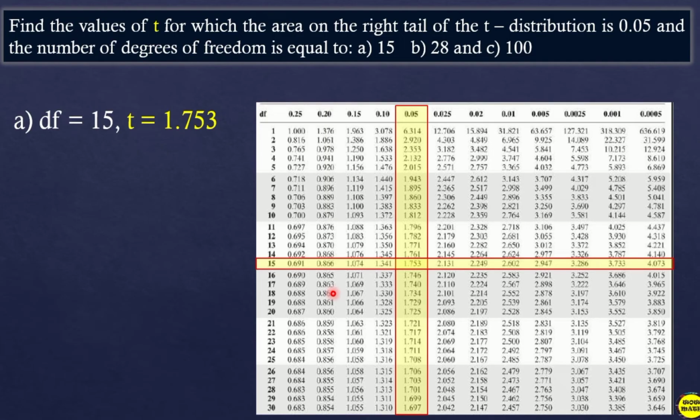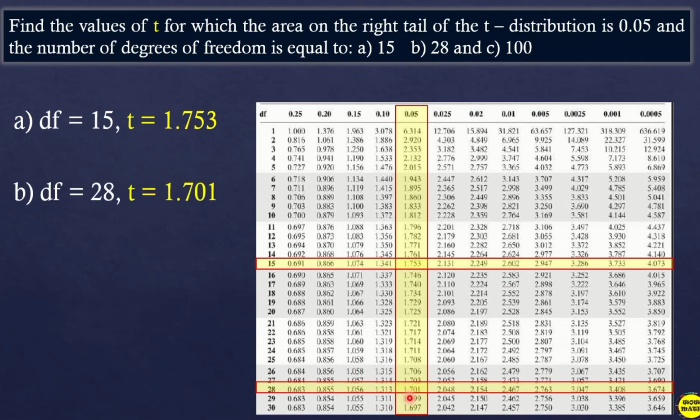1.753. Paano naman kapag 28? Yung degrees of freedom. So, tingin tayo sa 28. So, what will be the answer? Okay, the answer is 1.701. Okay, ganyan lang kadali kapag kukunin natin yung t-value, given the degrees of freedom and the area on the right tail of the t distribution.